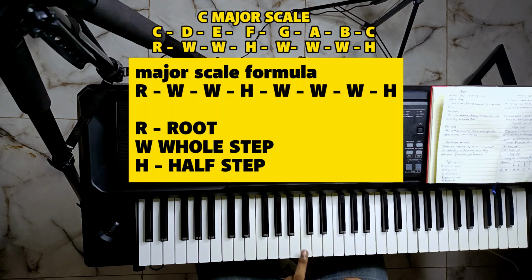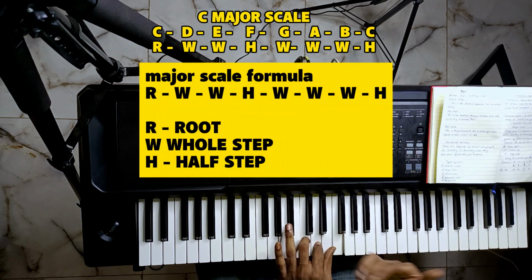Let me go over it again. The formula is root, whole step. That means you skip a note, move to D. For another whole step, you skip a note and move to the next one. That's your E. So the next is half step. Half step means there's no note in between. So you just move to the next one, which is your F. The next one is whole step, which means you skip a note. Then we come here, we have your G.